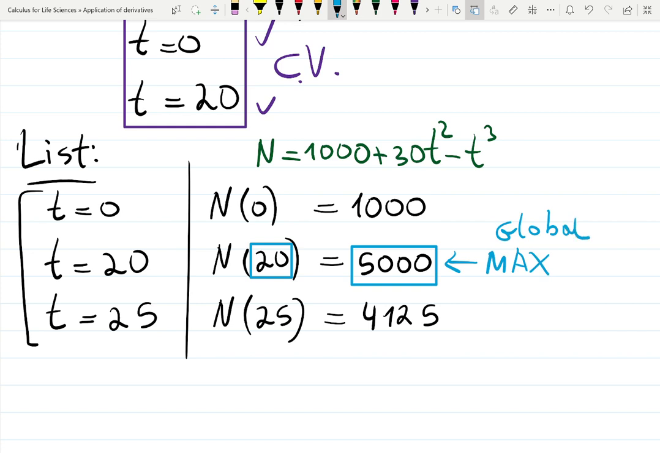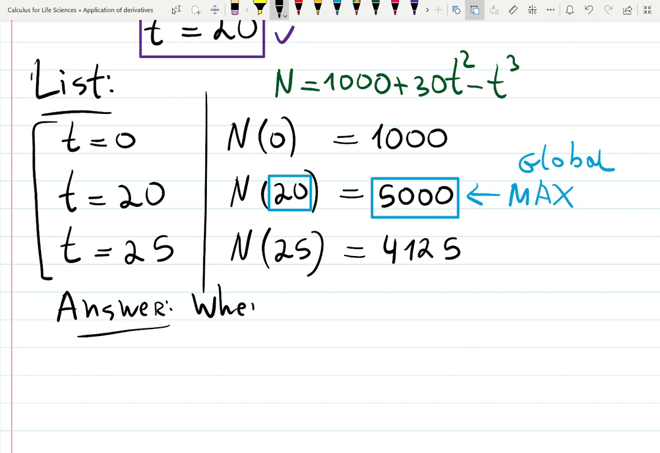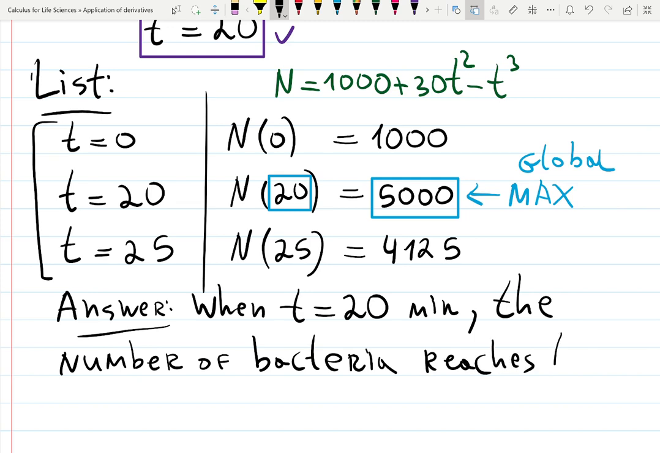Since this is a real-life problem, you should answer this in a scientifically intelligent way. So let's answer in a more beautiful way than we usually do: when t is 20 minutes, so we waited for 20 minutes, that's my units, the number of bacteria reaches the global maximum.